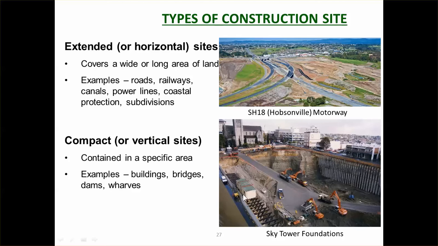As compared to a compact site where you are usually in a city building a structure, building a vertical structure, such as a building, a bridge, dams, wharves, where you're constrained by surrounding uses. So this is the Sky Tower foundations, and you can see that they're surrounded by buildings. So they can't expand out. There's not much room there at all because the building occupies the whole work site. So these two different types of sites have different sorts of problems.